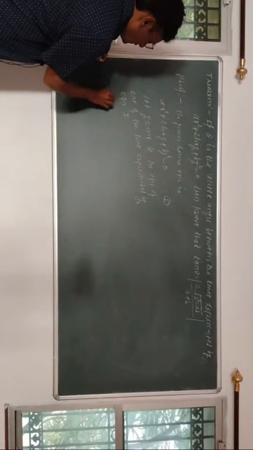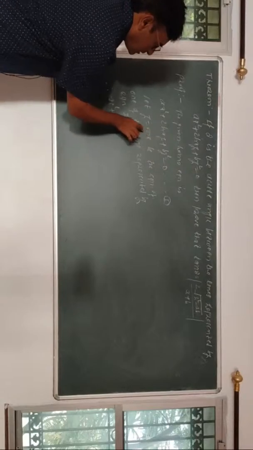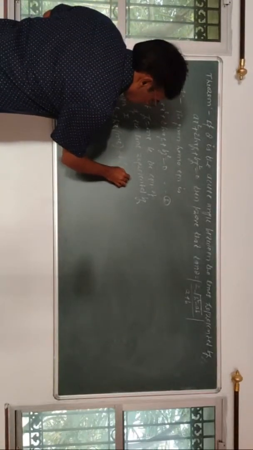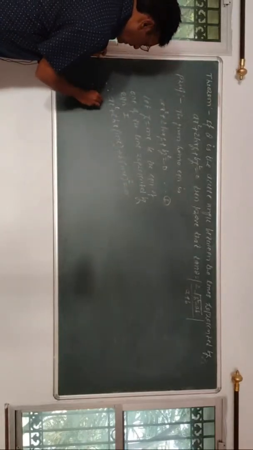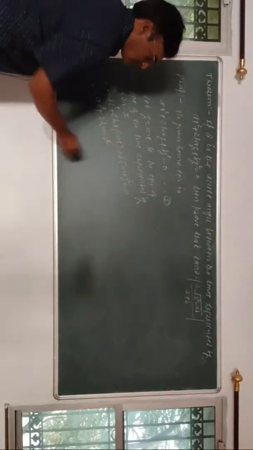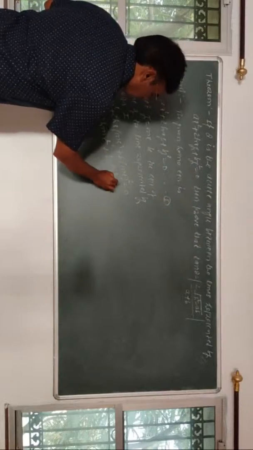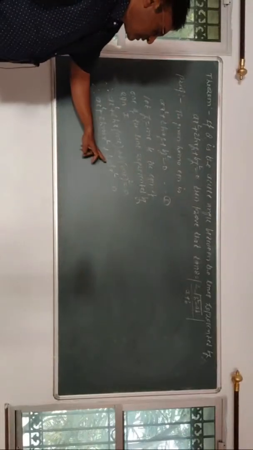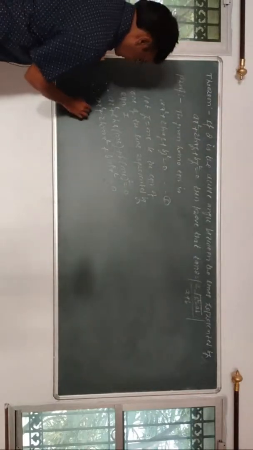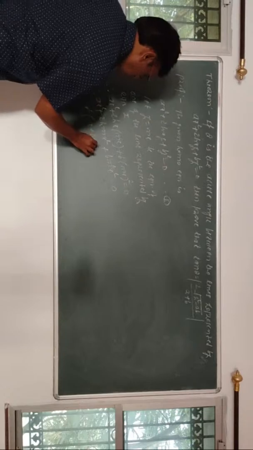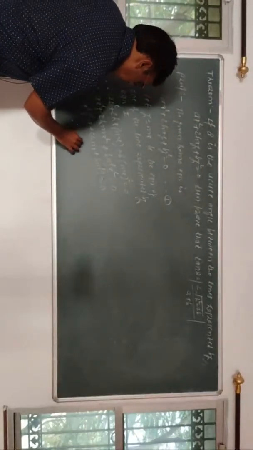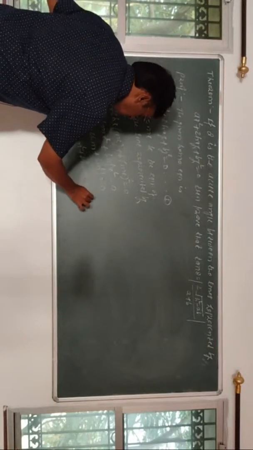So we get ax square plus 2hxy, but y equals to mx, plus b y square, that is b into mx whole square, equals to 0. Therefore ax square plus 2h x into mx plus b m square x square equals to 0. Here x square is common, so taking x square common, x square in bracket a plus 2hm plus bm square equals to 0. And therefore bm square plus 2hm plus a equals to 0.